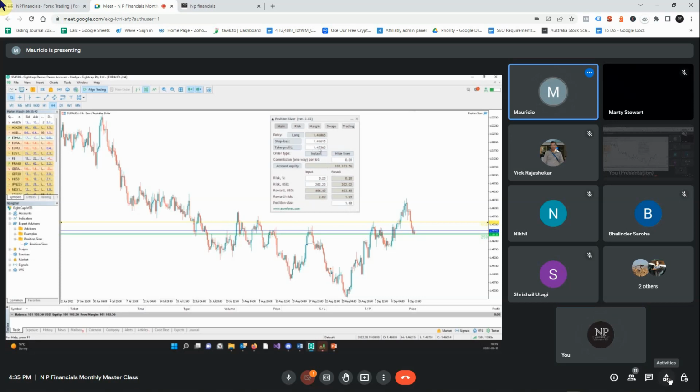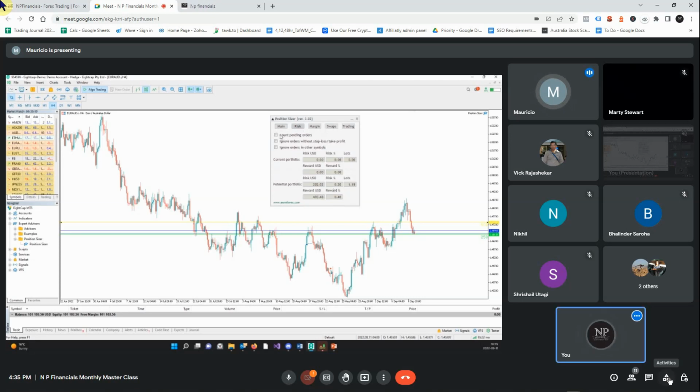Perfect. So I clicked on main, so this is the main screen. But again, there are other options here. So we click on the risk. I've got some options here, so you can count pending orders within the calculation. We can ignore orders without stop loss or take profit, or there are other options here as well.